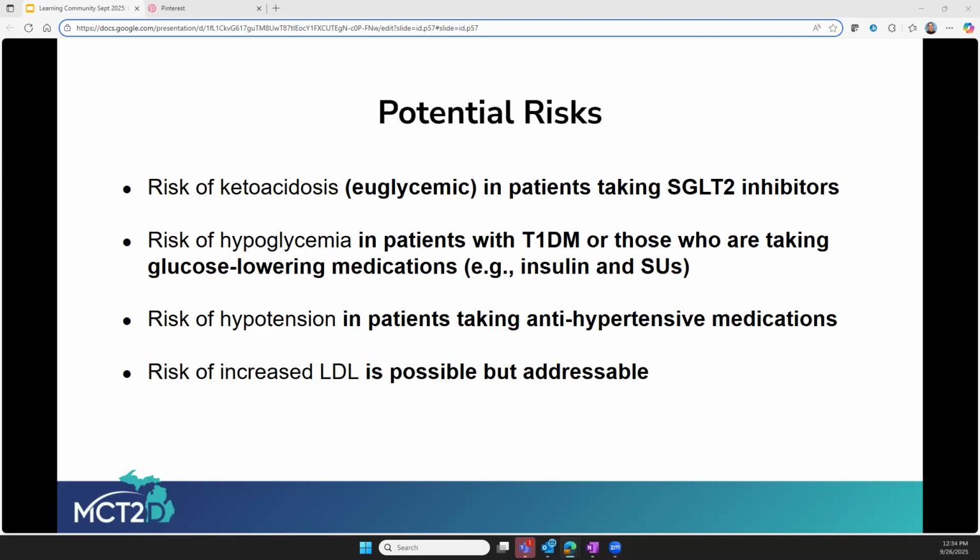Rena, another question in the chat from a couple of slides ago. Since net carbs are not recognized by the FDA or ADA, how are you using this in your practice?